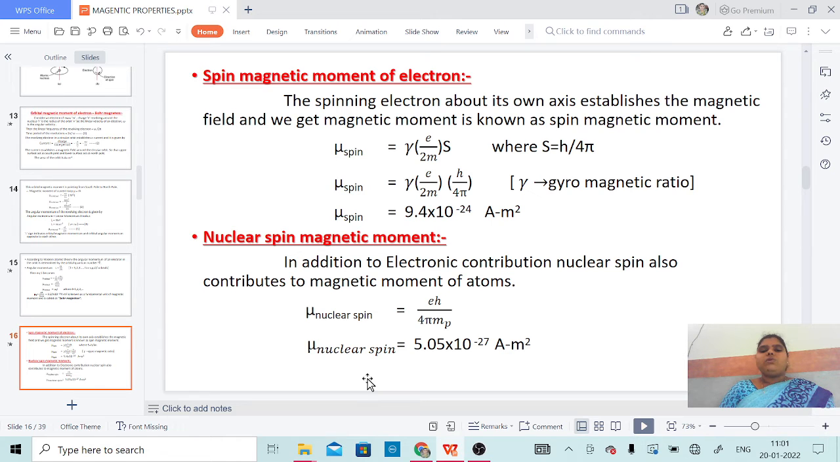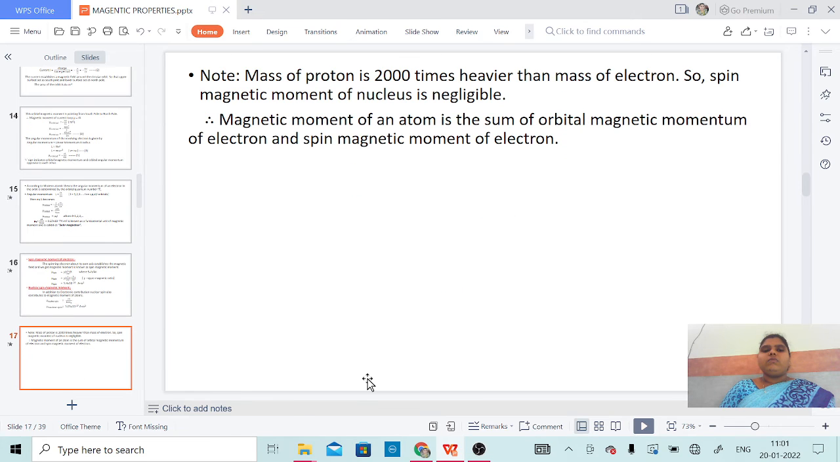Now μ spin equals the value 9.4 into 10 power minus 24 ampere per meter square. That's a constant value. And again, the nuclear spin magnetic moment. In addition to the electronic contribution, nuclear spin also contributes to the magnetic moment of atoms. So now μ according to the nuclear spin equals eh by 4π mp, where mp is the mass of a proton. Now μ nuclear spin equals, here again a constant value. Okay, so this is about the origin of magnetic moment.